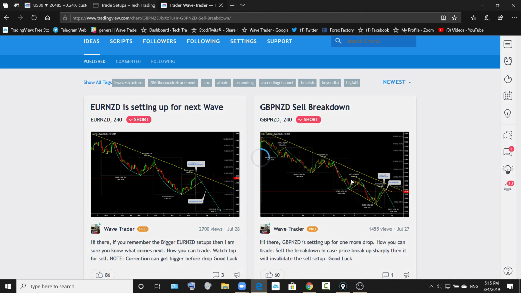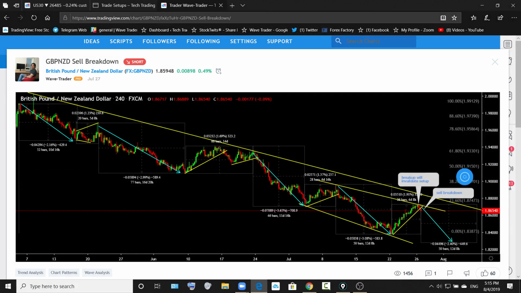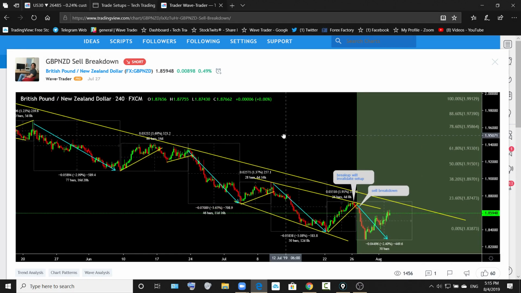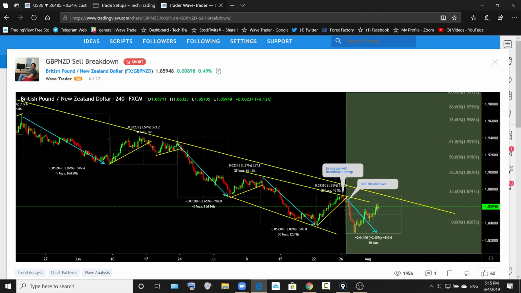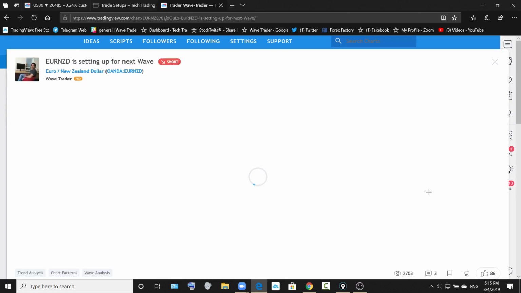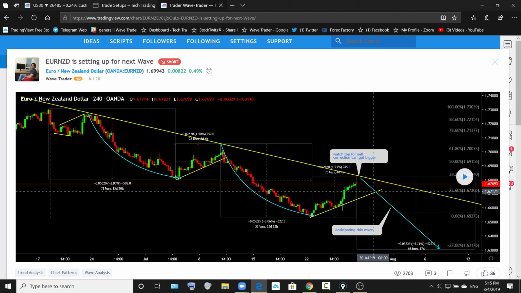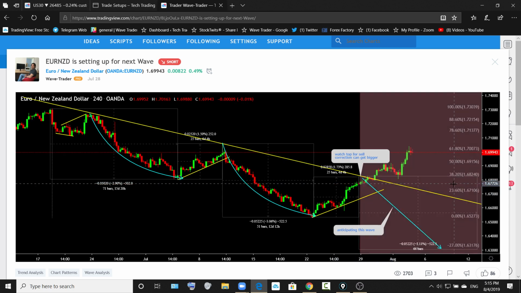So let's look at the pound New Zealand dollar and then euro New Zealand dollar. Okay, so pound New Zealand dollar also went lower, and it's going to be a similar kind of structure and same trade again from that top next week. All right, this pair, euro New Zealand dollar, did not drop. Okay, so the correction is just getting bigger. Watch out for sell, the correction can get bigger. Okay, so we are still within that correction.